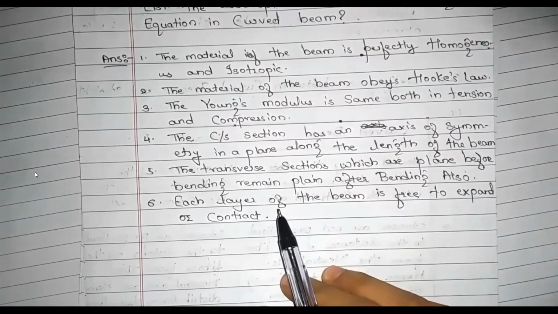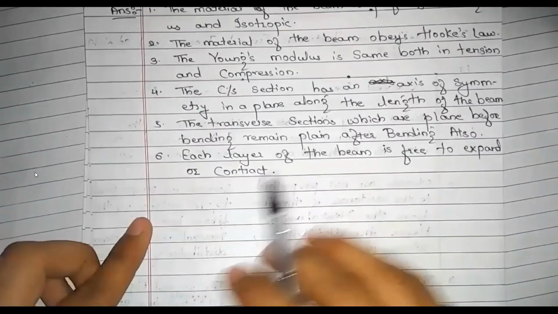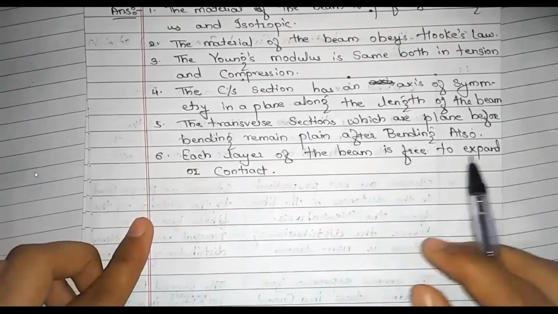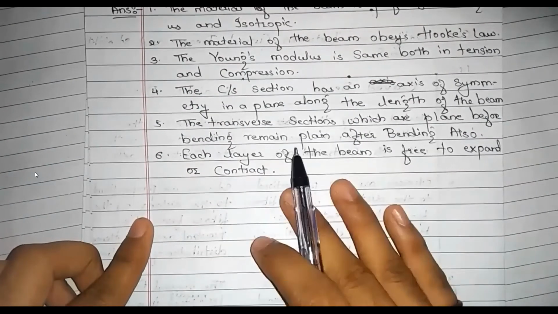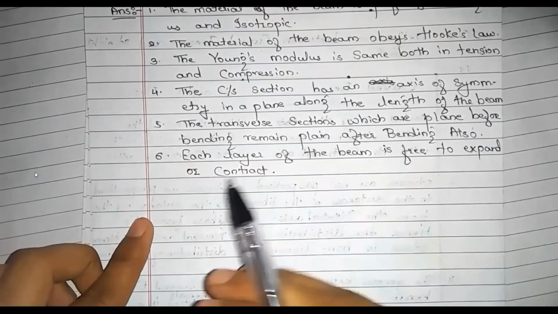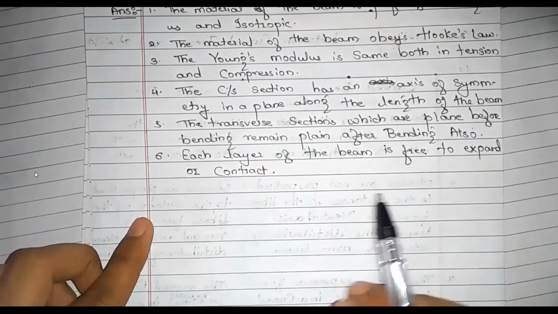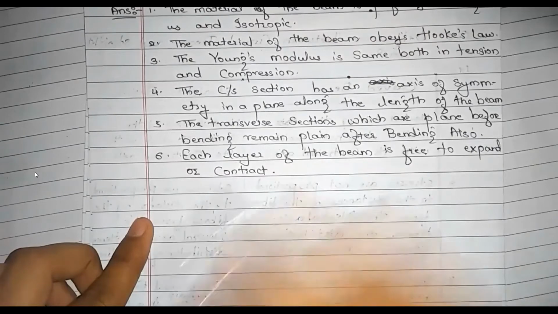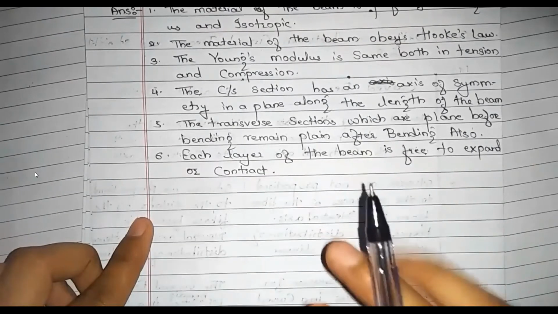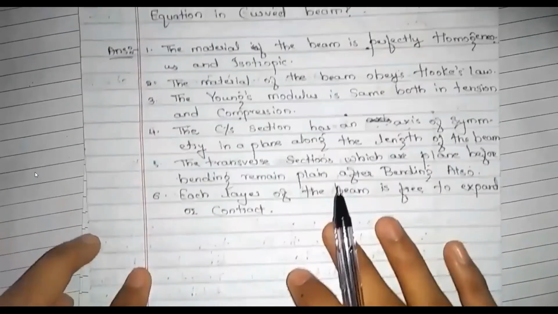And the last one is each layer of the beam is free to expand or contract. There is no restriction, such as only expanding and not contracting. Both will be there. Each layer of the beam is free to expand or contract. So these are the 6 assumptions.